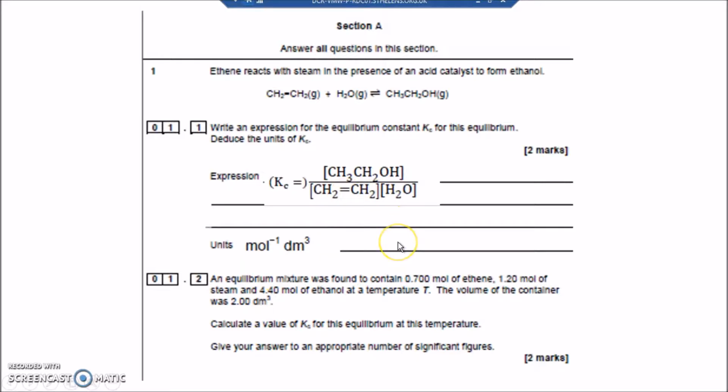You put those numbers into this equation. 4.4 divided by 2, divided by, for the ethene, 0.7 divided by 2, and then for the steam, the water, 1.2 divided by 2, and it comes out as 10.5. To 3 significant figures: 1.20, 4.4, 2.00. Some of these values are to 3 significant figures. This one's to 3 significant figures as well. They're all to 3 significant figures, so 10.5 is correct.